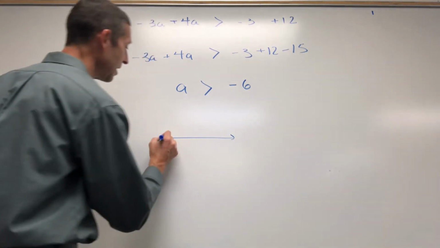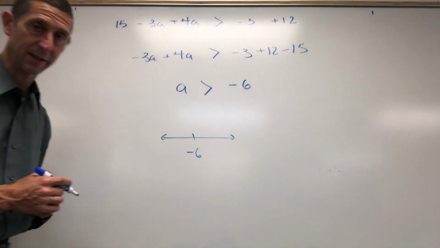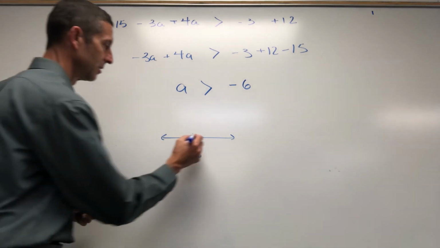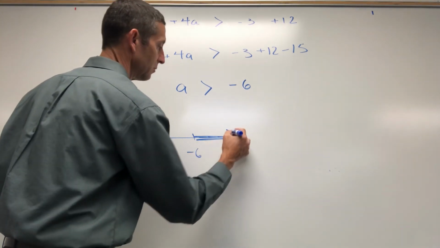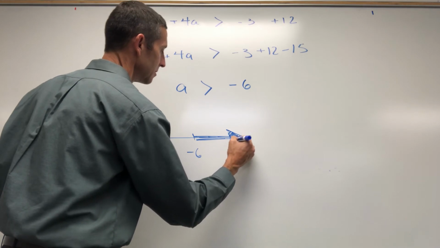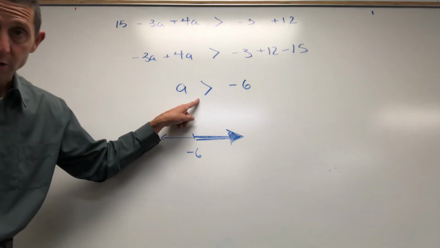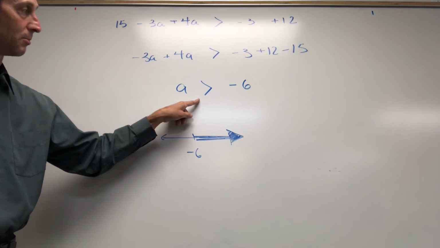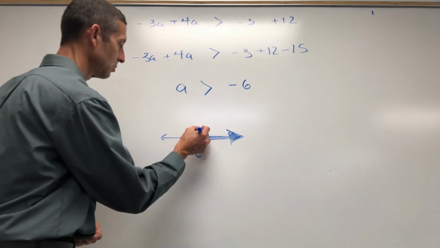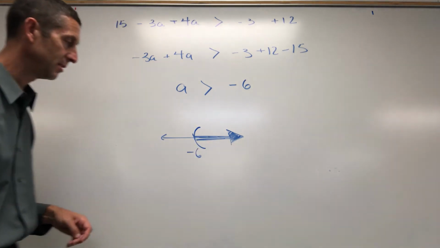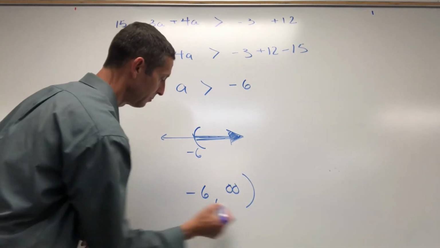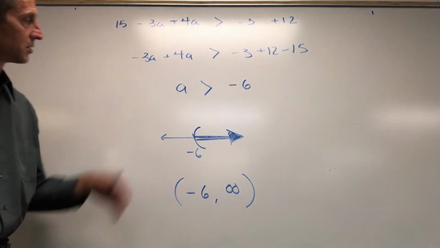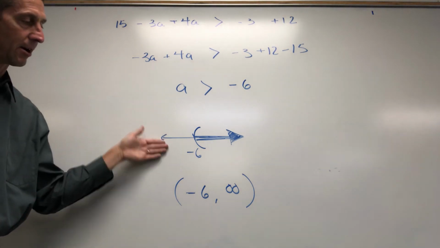I've done my line graph. Here's negative 6, greater than. So I'm shading it greater than in this direction. Don't forget your giant arrow. And then I have a choice whether it's a curved parenthesis or a straight bracket. Just greater than, so we get the curved parenthesis. Negative 6, positive infinity, curved parenthesis, curved parenthesis. So there you go. Inequality, line graph, interval form.